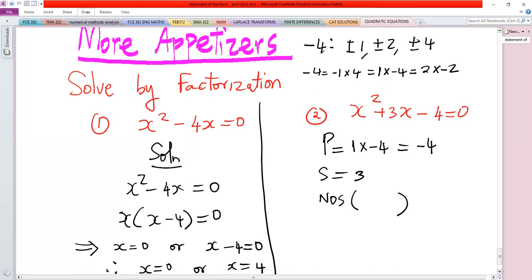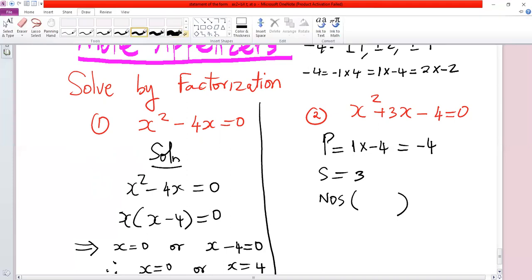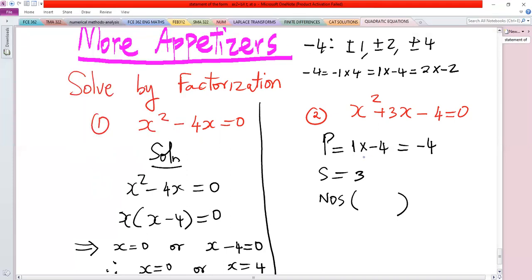Now we check which of these pairs gives the sum of 3. So minus 1 plus 4 gives 3. So this will work. 1 plus minus 4 is minus 3, so this cannot work. 2 plus minus 2 is 0, so this cannot work. So therefore, the numbers will be minus 1 and 4.